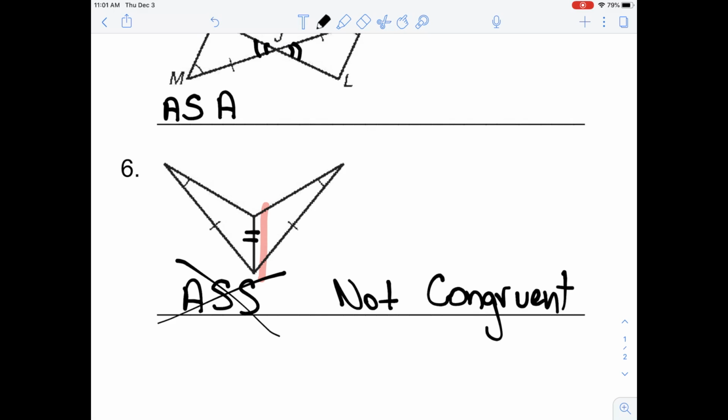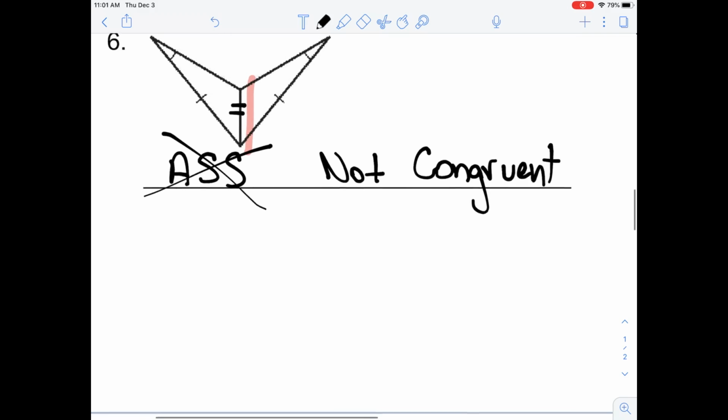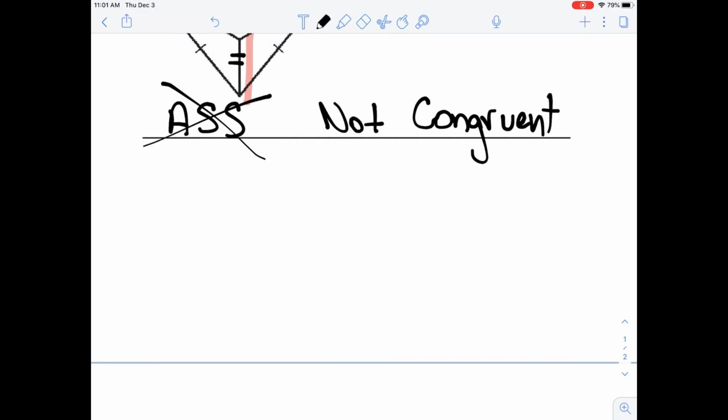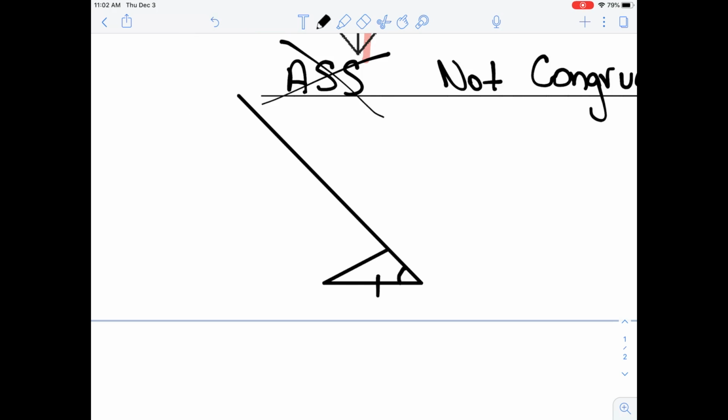A quick demonstration as to why angle, side, side does not count as a congruence proof. Suppose I'm going to fix this length, this angle, and this length. The question is, can I draw another triangle that has this exact same angle, this exact same side length, and this exact same side length? And this triangle does. Problem is, though, these are not the exact same triangle. They are not congruent. So angle, side, side, not a congruence proof.